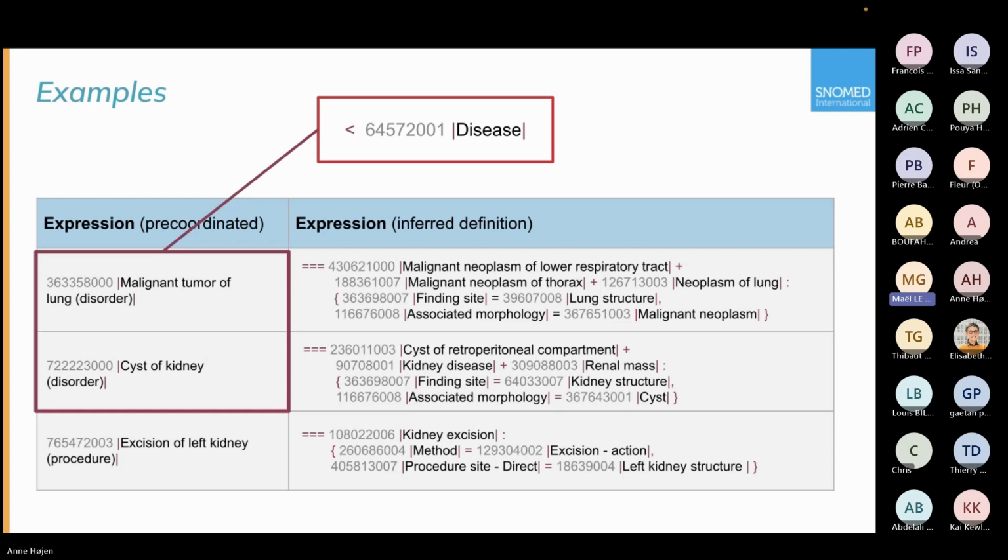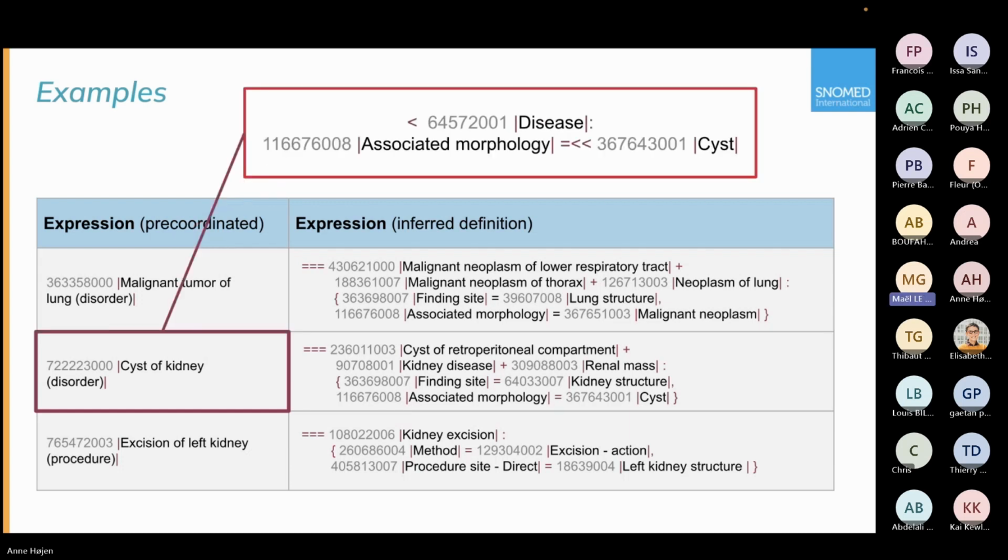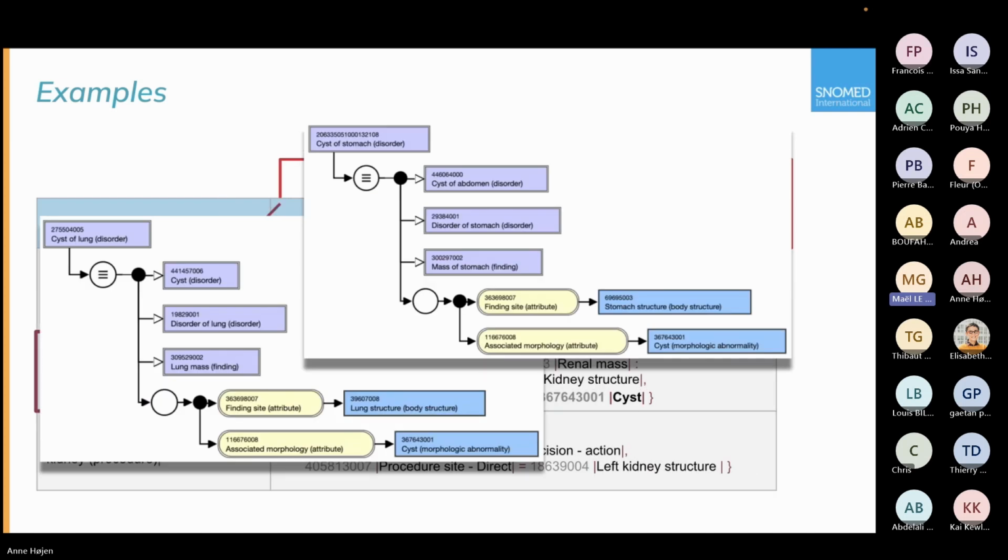So if we look at these concepts in the browser and traverse up, we would see that one of the supertypes of these concepts is the concept disease. If we refined the expression constraint to say, give me the concepts that are subtypes of disease and have an associated morphology equal to descendants of cyst, then we would have only the cyst of kidney being returned.